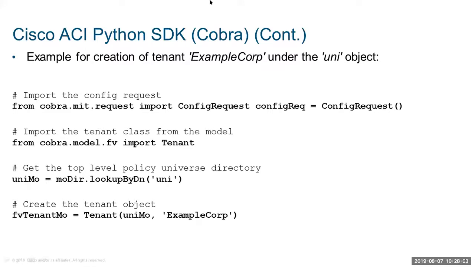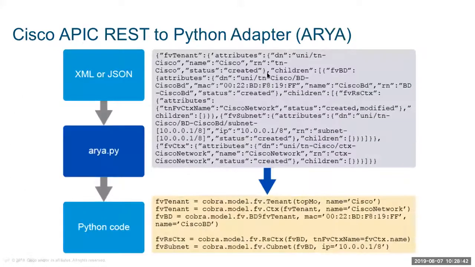The Cobra software development kit has its own documentation. If you're a programmer, you can search for the help of the SDK. It shows you that if you're to create a tenant, you just go ahead and say tenant and the tenant name, and it's done in the root, the universe. I'm going to look up the top level, which is the universe, look up by the distinguished name. You can name it anything, by the way. These names can be anything. So that's what SDK is.